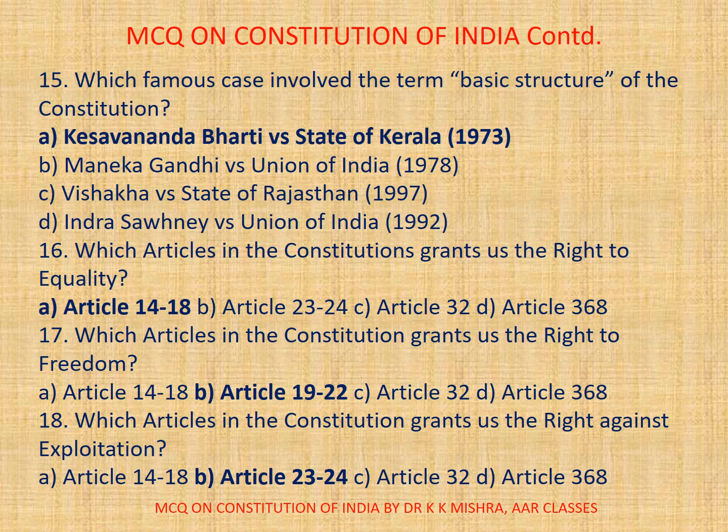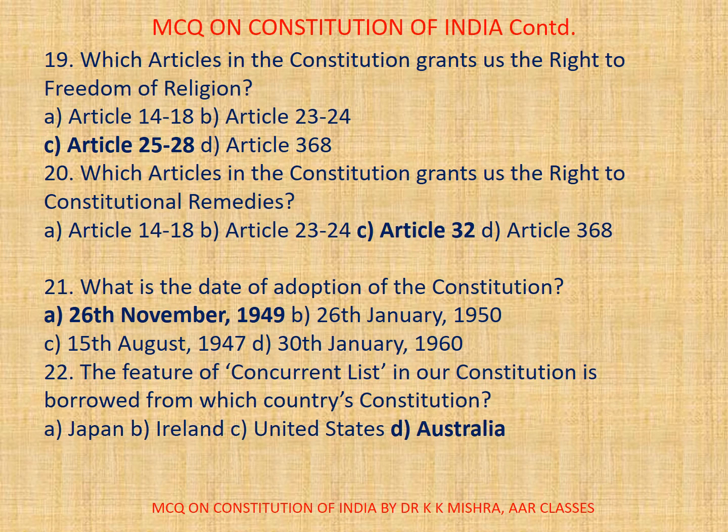18. Which articles of the Constitution grants us the right against exploitation? A. Article 14 to 18, B. Article 23 to 24, C. Article 32, D. Article 368. Correct option is B. Article 23 to 24. 19. Which articles in the Constitution grants us the right to freedom of religion? A. Article 14 to 18, B. Article 23 to 24, C. Article 25 to 28, D. Article 368. Correct option is C. Article 25 to 28.